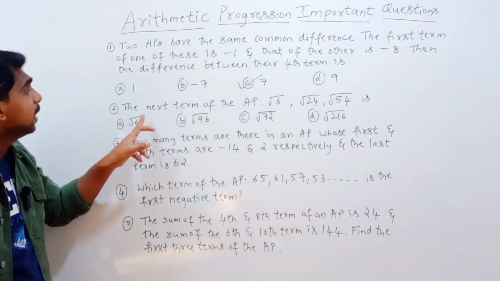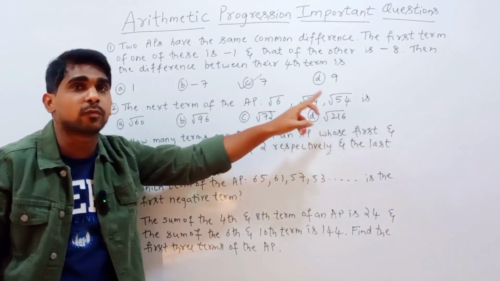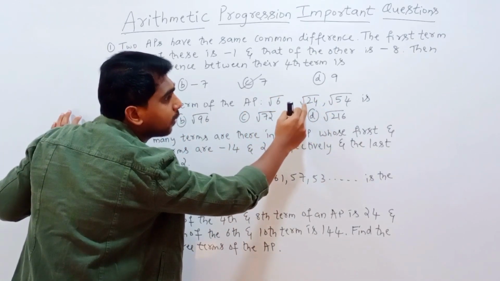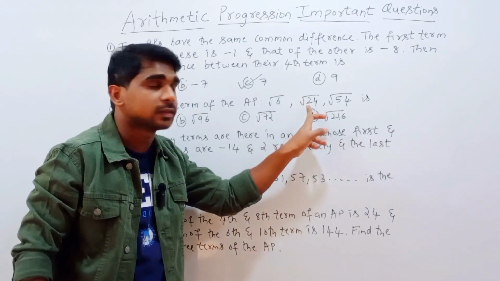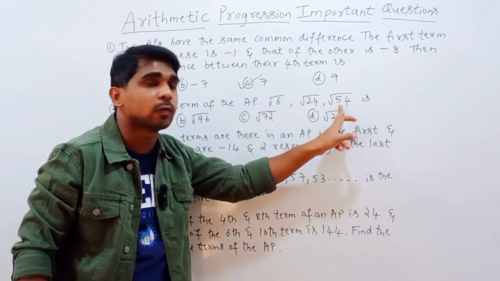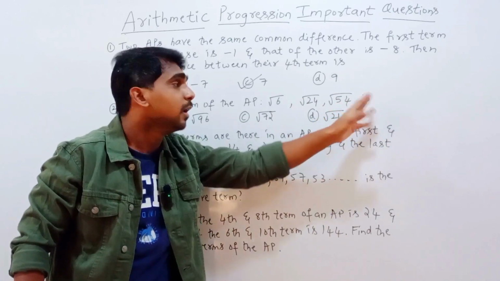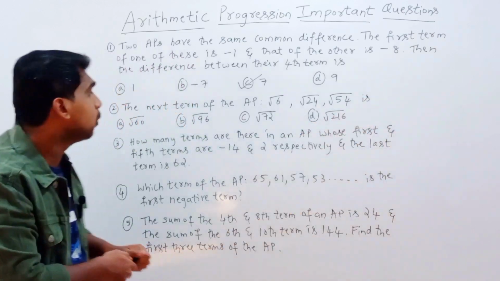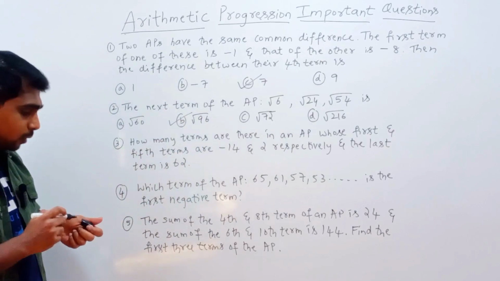Now second question, the next term of the AP √6, √24, √54 is. √6 cannot be simplified. If you simplify √24, it will become 2√6. If you simplify √54, it will become 3√6. Next will be 4√6. If it goes inside, it will be √(16 × 6), which will be √96. Option B.